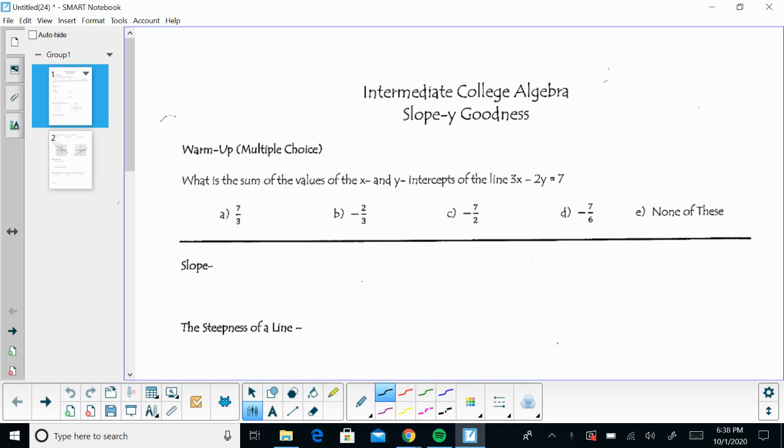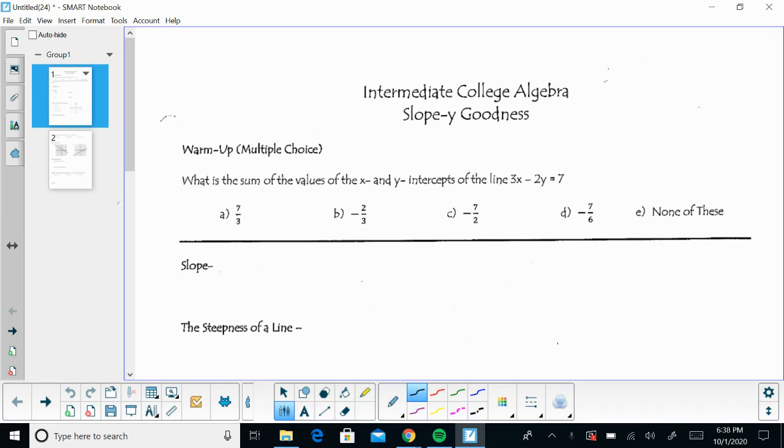All right, we're going to get started on our Unit 3. This is Unit 3, Lesson 1, Slope. So the first thing that we're going to talk about is the x and y intercept of a line.